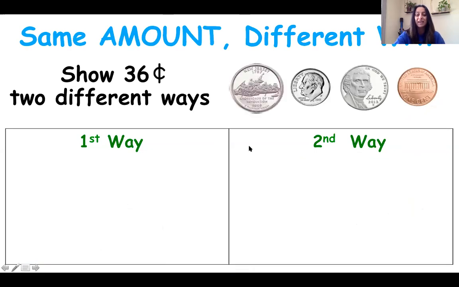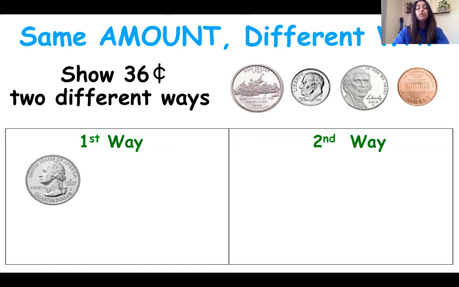Very nice. Let's try another one. This time we want to show 36 cents in 2 different ways. And again, here's our bank of all the different types of coins that we can choose from to make 36 cents 2 different ways. So I'm thinking about 36 cents, and right away I know that I should start with a quarter because a quarter is worth 25 cents, and that's as close to 36 cents as we can get, right? So I'm going to start with a quarter, 25 cents.